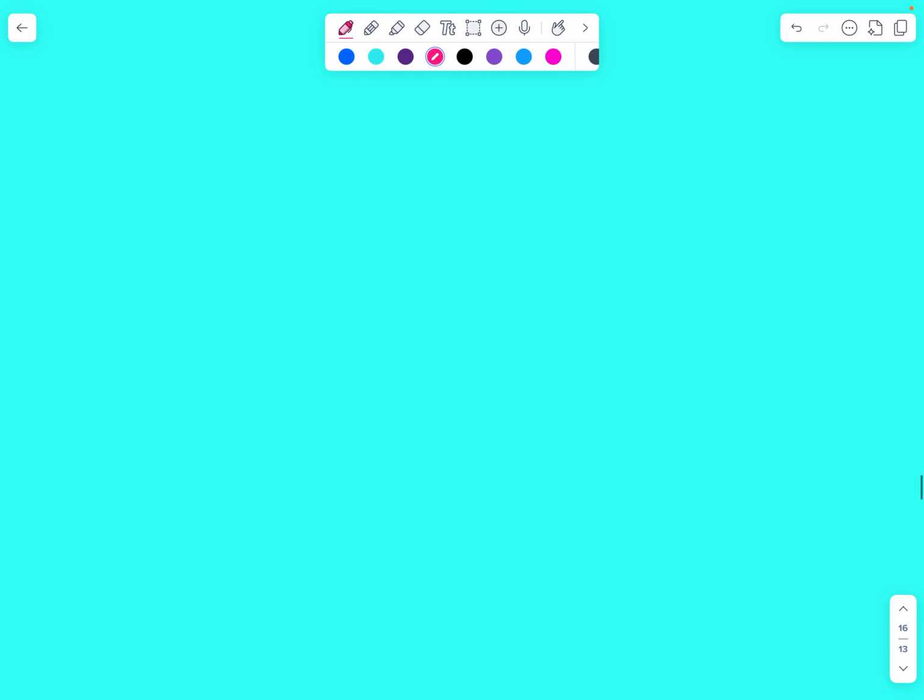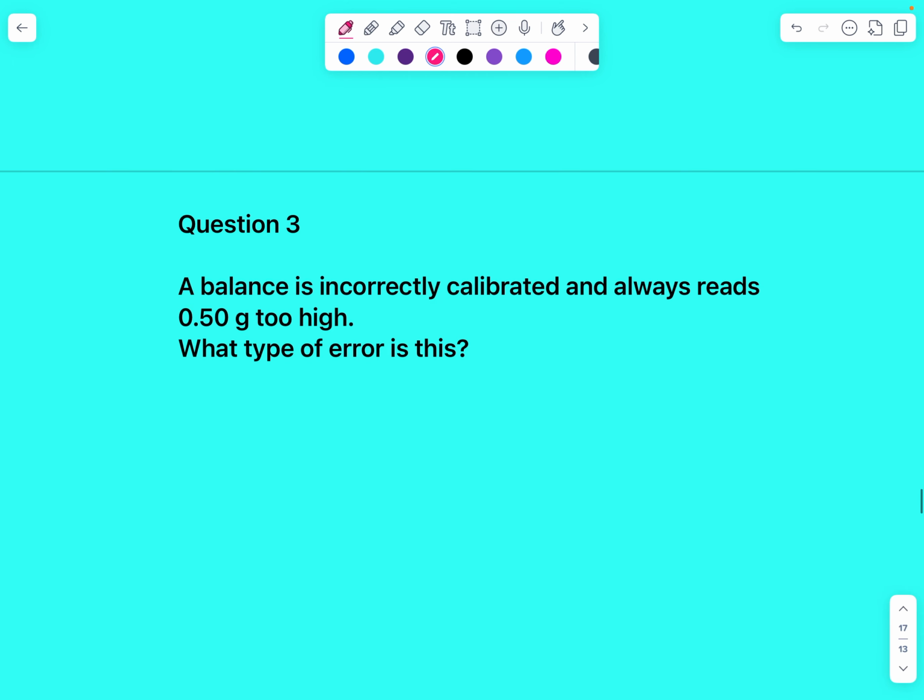Let's apply that to a problem. A balance is incorrectly calibrated. Calibrated is a big fancy word for saying set up the machine. It always reads 0.50 grams too high. What type of error is this? Every measurement is shifted the same way. So accuracy is affected. As a result, this is a systematic error.